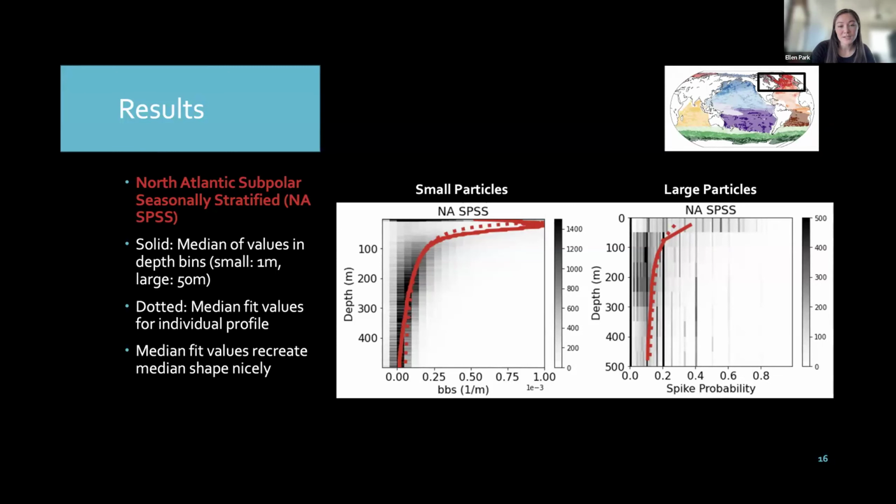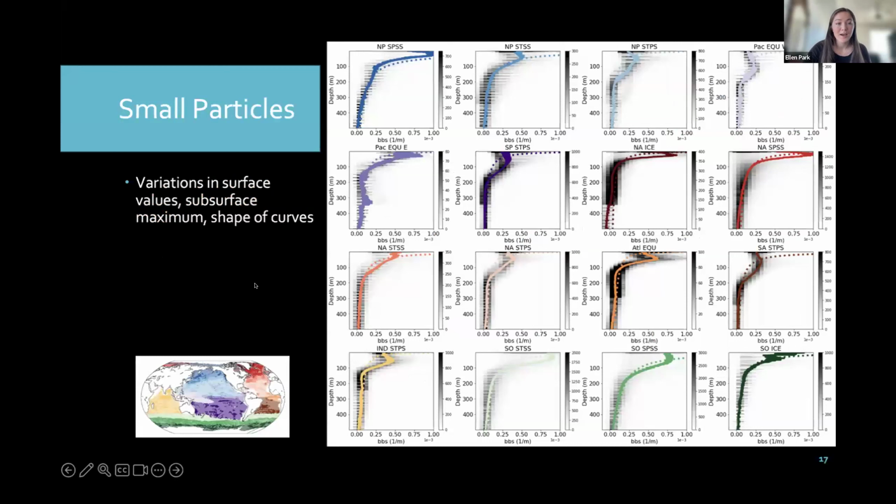And you can see that the median fit recreates the median of the data quite nicely for both the small and the large particles. And you can see too from these figures how we're able to get what the climatological average profile for small and large particles in each biome will look like. So now we can go ahead and look at what these profiles look like across, in this case, 16 different biomes where floats were present.